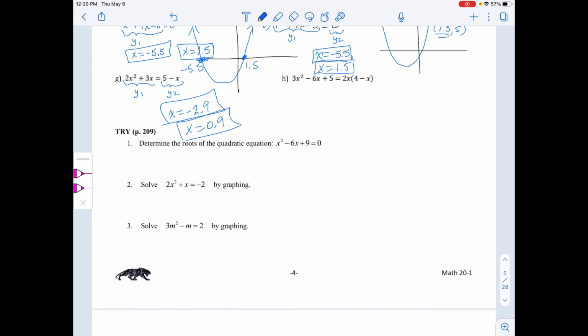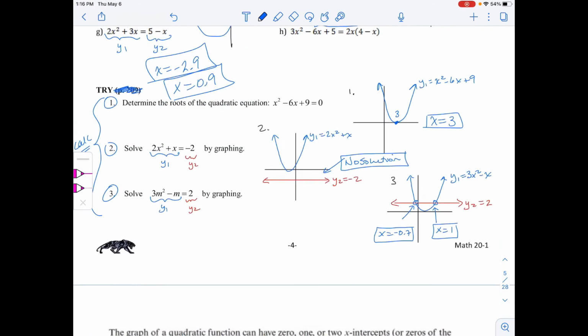Now, pause the video, and I'd like you to try to find the roots of these ones. I don't know why this says page 209 here, but I would like you to try to find the roots of these using your graphing calculator. Give the video a pause and go ahead and do that.